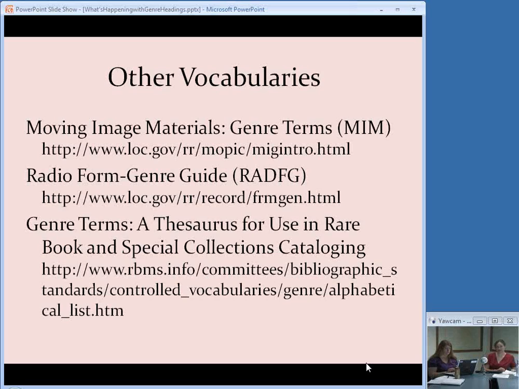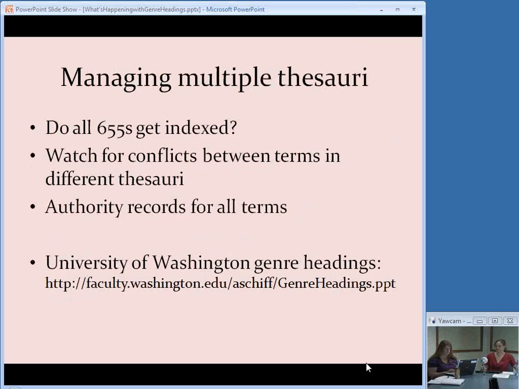If you're going to use any of these, just remember to use the correct code in subfield 2 in your 655 field, so you can specify which source these came from. And as I mentioned before, you can use more than one of these. There's no reason you have to stick to just one thesaurus. But there are some practical considerations you'll probably need to take into account if you're using multiple ones.